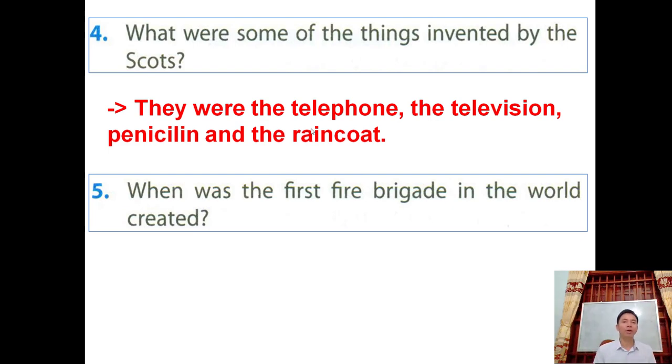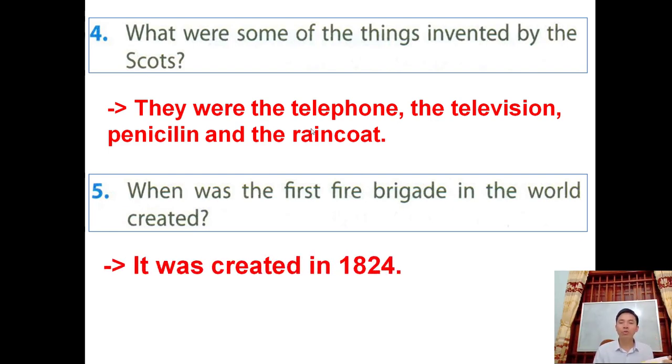Now, question number 5. When was the first fire brigade in the world created? Created là tạo ra. Đội cứu hỏa đầu tiên trên thế giới được tạo ra khi nào? Được thành lập khi nào? Look at it. The last line in the passage. Okay, yeah, it was created in 1824. Okay, right. Như vậy, chúng ta vừa hoàn thành tìm hiểu một cái bài đọc về Scotland.